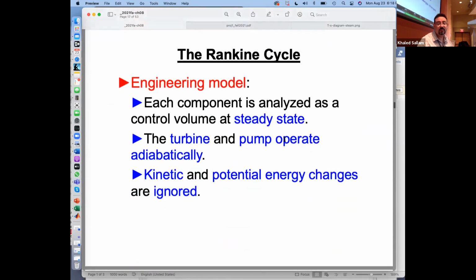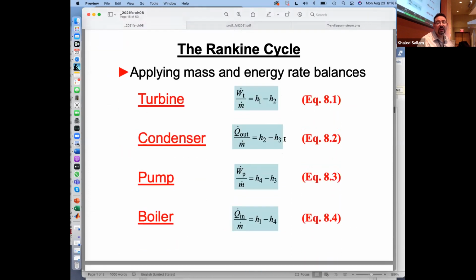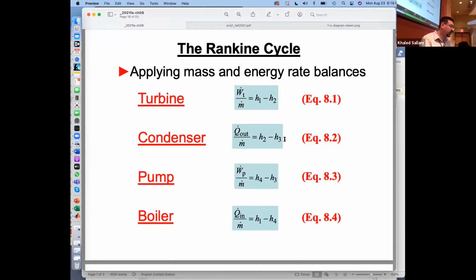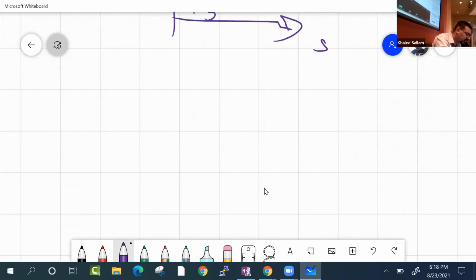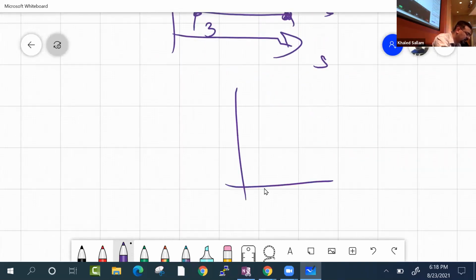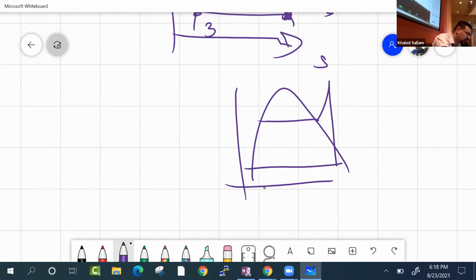And so the first law of thermodynamics will read this. It's always like H minus H, H minus H, H minus H. Why is that? Of course, let's go with the steady state directly. Let's forget about the unsteady, because a cycle like this should run on a steady state. So 1, 2, 3, and 4.